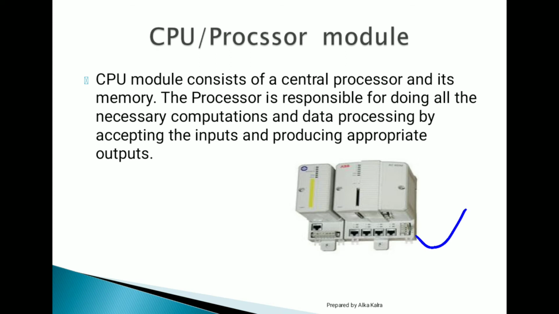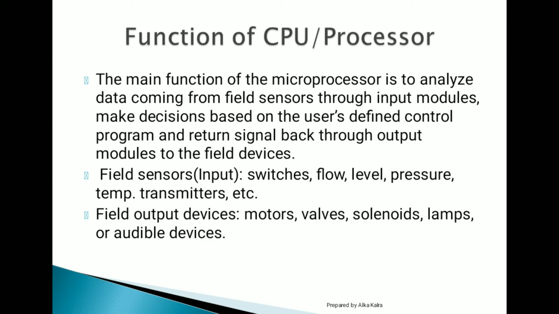The CPU is also called the processor, or sometimes the microprocessor. Its function is to analyze the data coming from the field sensors through the input modules. Field sensors can be switches, flow sensors, level sensors, pressure sensors, temperature transmitters. Any type of data can be connected at the input field sensors. The processor reads the data coming from the field sensors through the input module, then it makes decisions based on the user-defined control program.